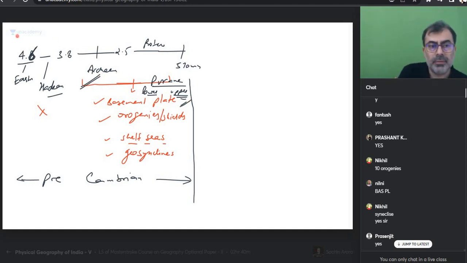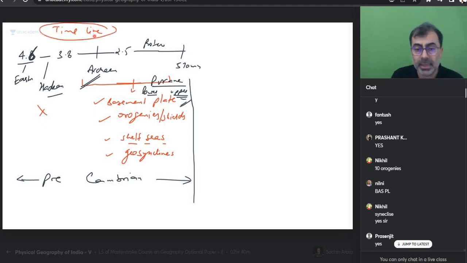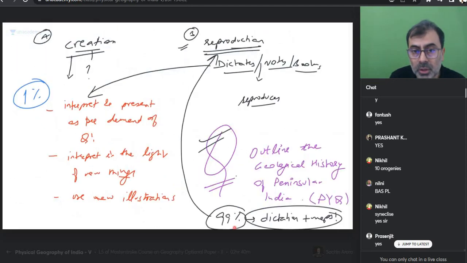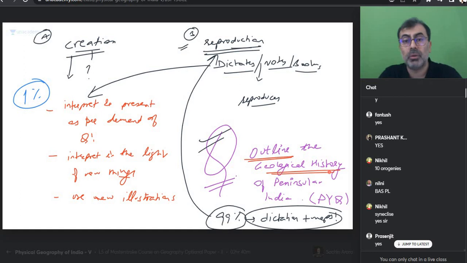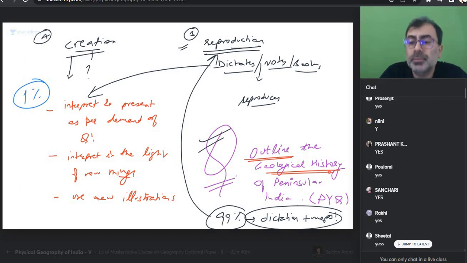What is this called, everyone? This method is called timeline. Why am I telling you the timeline? Because of the question. What is the question? Outline the geological history. Everyone write in the beginning from the first topic itself. Are you getting a glimpse of answer writing? I'm not asking you to write an answer right now, but are you getting what the ingredients of an answer are?